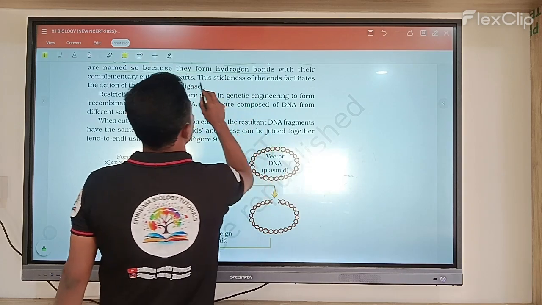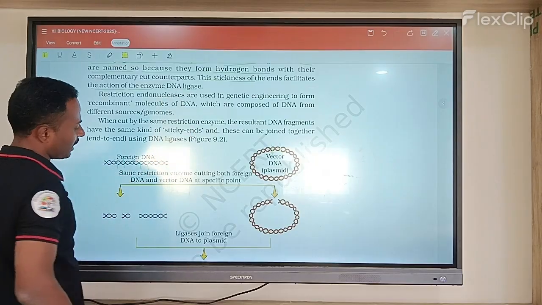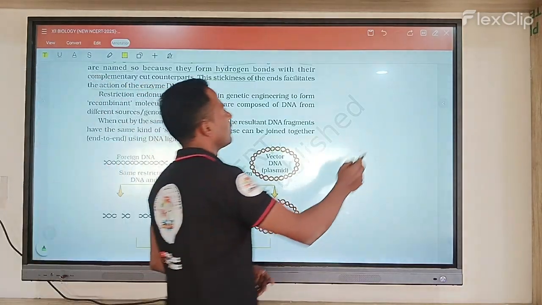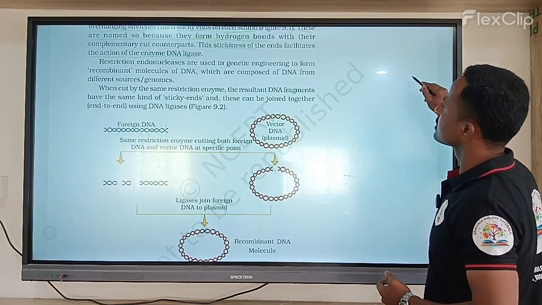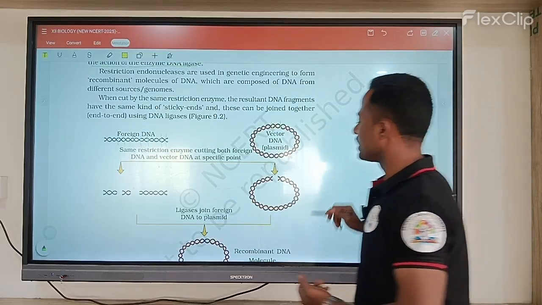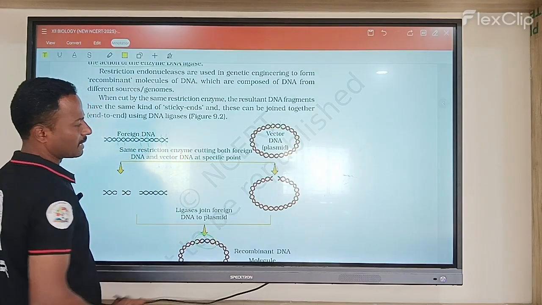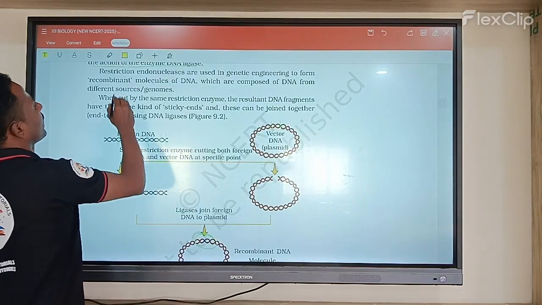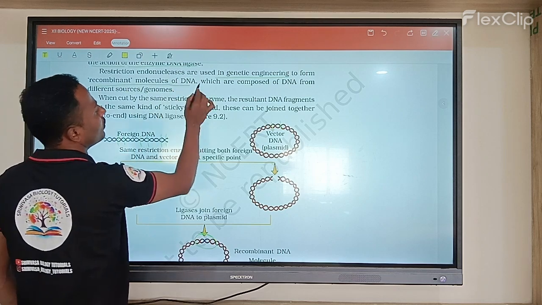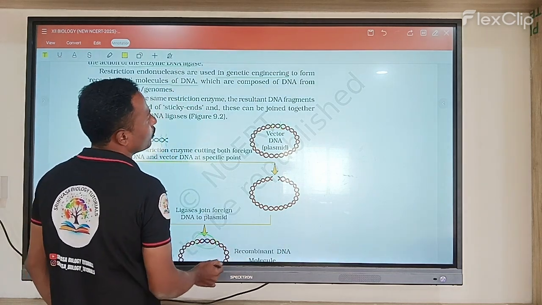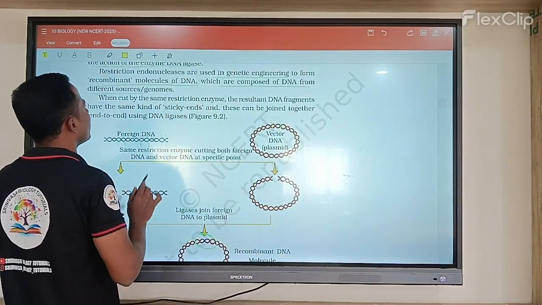The stickiness of the ends facilitates the action of the enzyme DNA ligase. So when we cut the DNA here, it is facilitated with the help of the enzyme DNA ligase. So we are using DNA ligase, and we add that DNA piece into a vector region. Restriction endonucleases are used in genetic engineering to form a recombinant molecule of DNA. Finally, the new DNA is coming, that is rDNA, recombinant DNA, which is composed of DNA from different sources of genome.